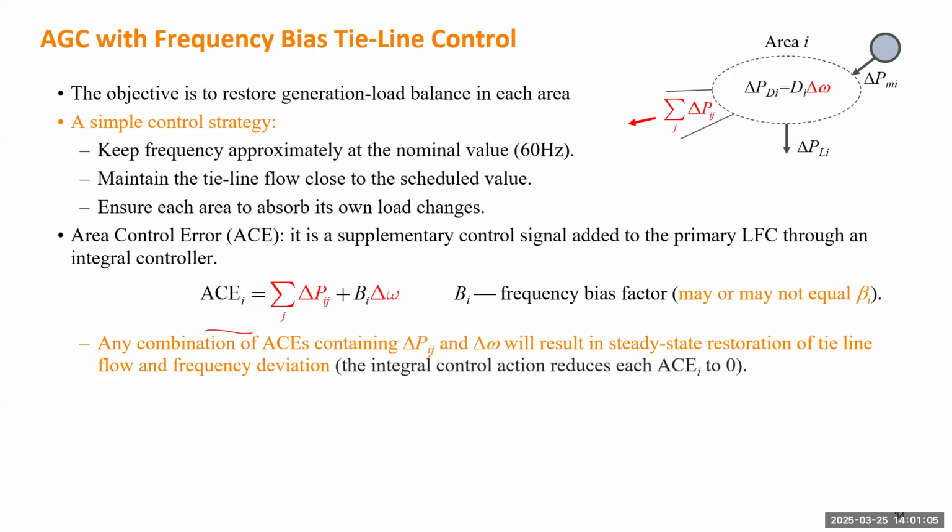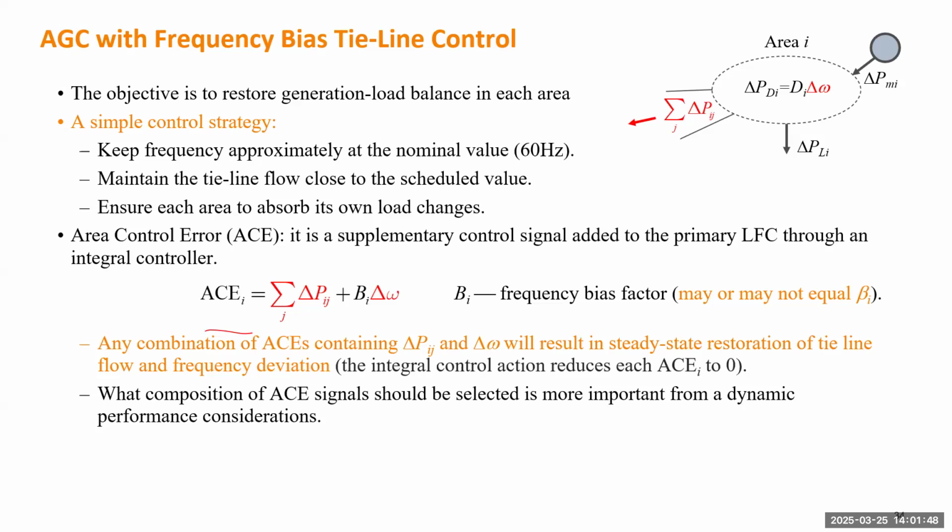Because that AGC controller is an integral controller, as long as this error is non-zero, that integral controller will keep working to change the generation. They only stop working when this error becomes zero. So when this error becomes zero, the frequency has to be the original frequency, and the tie-line flow has to be the original tie-line flow. This is about steady state. The system can safely reach the new operating condition, because this is an integral control.